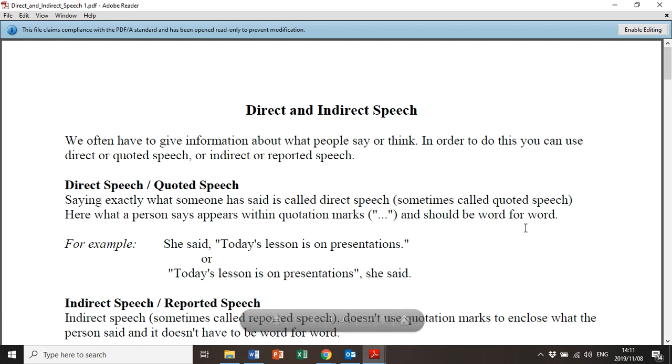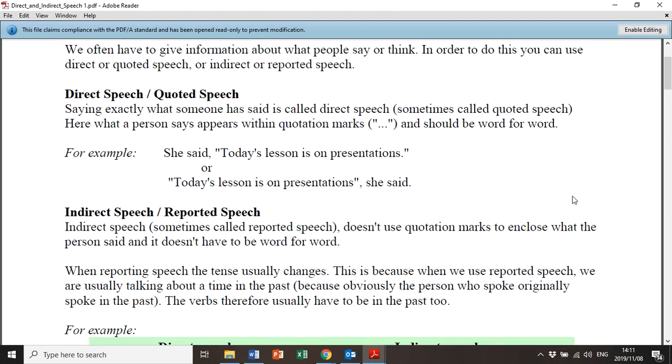Hulle sê daar, saying exactly what someone has said is called direct speech, sometimes called quoted speech. Here what a person says appears with quotation marks and should be word for word. Dan gee hulle vir die voorbeeld. Dan sê hulle van indirect speech.